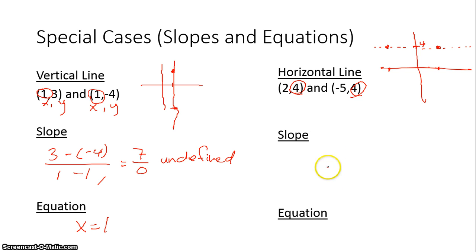So let's calculate the slope of this. I got y1 minus y2, so I have 4 minus 4 over 2 minus negative 5. 4 minus 4 is 0, divided by 7. That was coincidental, I promise. So 0 divided by anything is what? You have a slope of 0. And some might say it is undetermined, but we'll say it's 0.